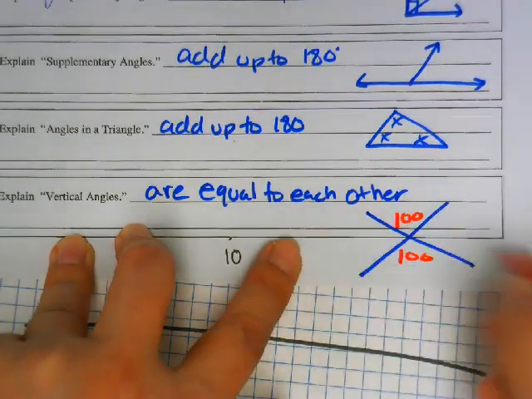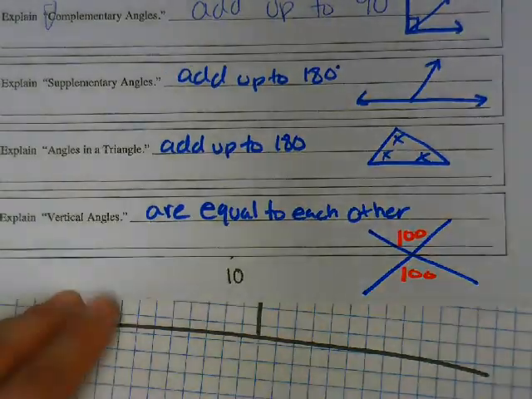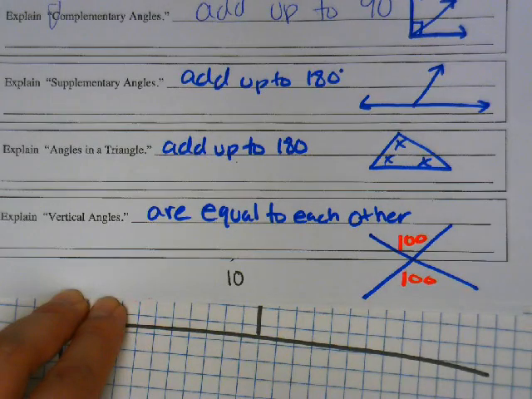The bottom one's 100. So vertical angles are equal to each other, but they're opposite. If one's on the top, the other one's on the bottom. If one's on the left, the other one's on the right. So they're opposite each other. Okay, we're good? All right.